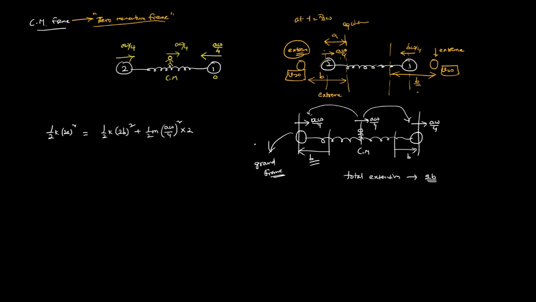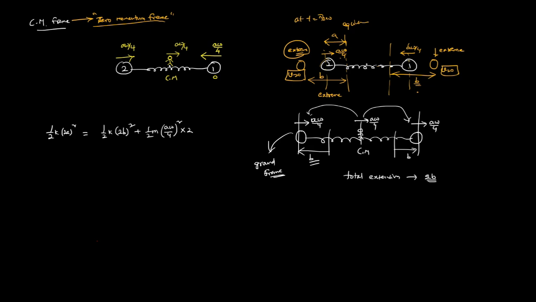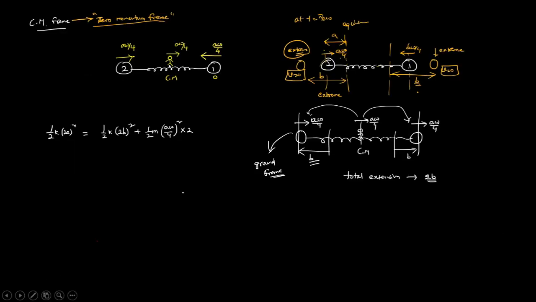multiplied with the 2. In this expression we forgot one energy. That energy is the initial kinetic energy. See, actually this is the scenario just after collision, right? And this is the scenario when it is coming to the extreme positions. That means we need to conserve the energy between this part and this part.